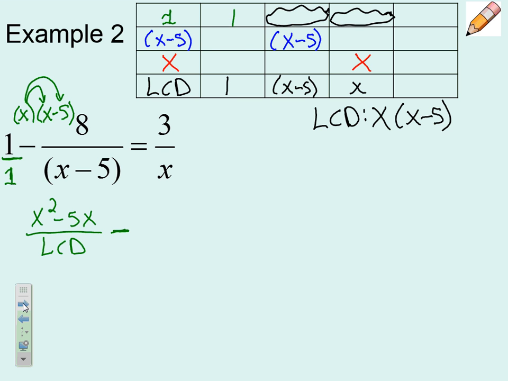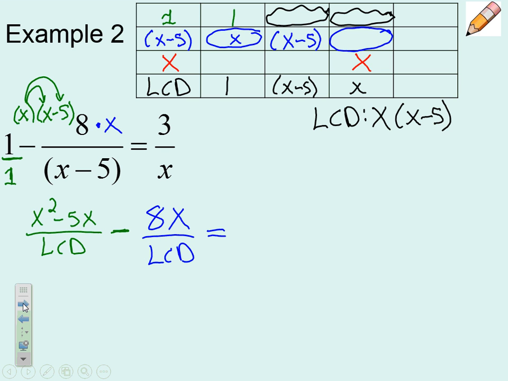Minus, come to my second fraction, I'm missing a 1, but that's not really going to affect us very much, so I don't need to worry about it. This is important though, I'm missing an x. So I have to take my numerator times x. Well, 8 times x is just 8x all over my least common denominator equals my last fraction here.